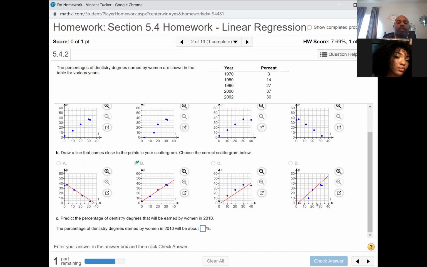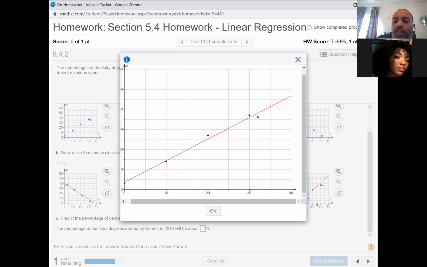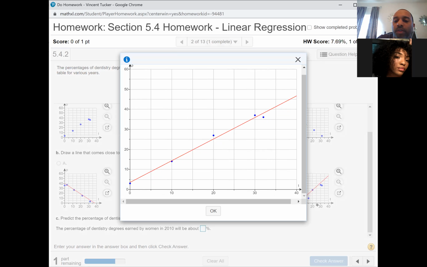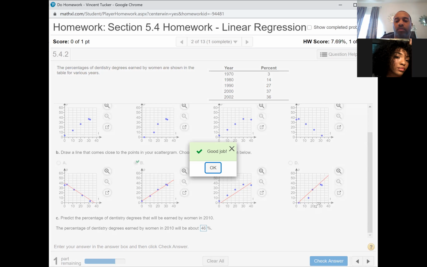So then here, predict the percentage of dentistry degrees that will be earned by women in 2010. So 2010 is going to be 40 years from 1970. So let's go here. So 40 years from 1970, all the way over here to the right. And that goes up to 45, 46, about 46. I'm looking at it right. Yep. Let's try 46. So we just have to get close to what they have up there.